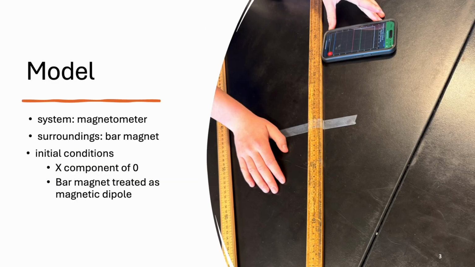The system was the magnetometer and the surroundings were the bar magnet. The initial conditions were that we set the x component of the magnetometer to 0, and we treated the bar magnet as a magnetic dipole.